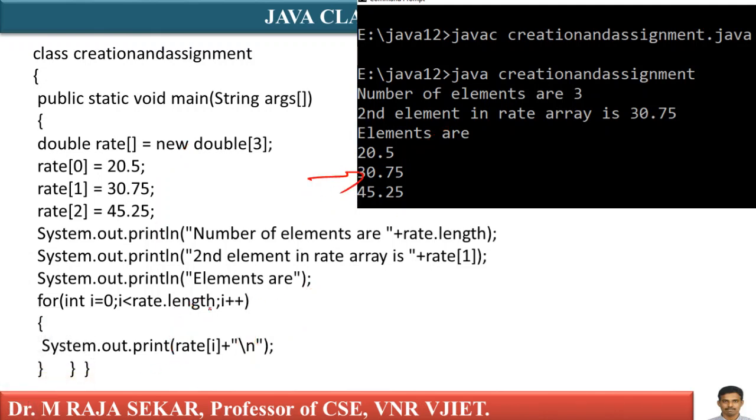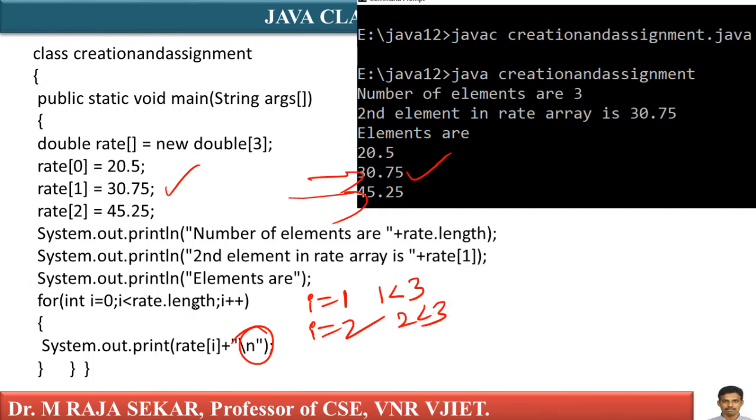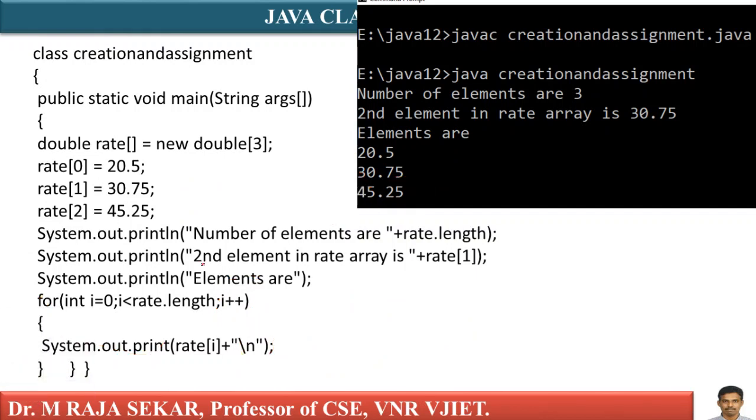Now I will come here. Again I++. Previous value of I is 0. I++ means 1. 1 less than rate dot length, which is 3. I equal to 1, rate of 1. What is my rate of 1? 30.75. Again \n means the cursor will move to the next line. Again I will go back. Previous value of I is 1. I++ means 2. 2 less than rate dot length, which is 3. I equal to 2, rate of 2. What is rate of 2? 45.25. Again, I will go back and I will get incremented by 1. I equal 3, 3 less than rate dot length, 3 less than 3 false. This for loop will be terminated. I will come out of this for loop. Therefore, you will come out of the entire main, and then out of the class.